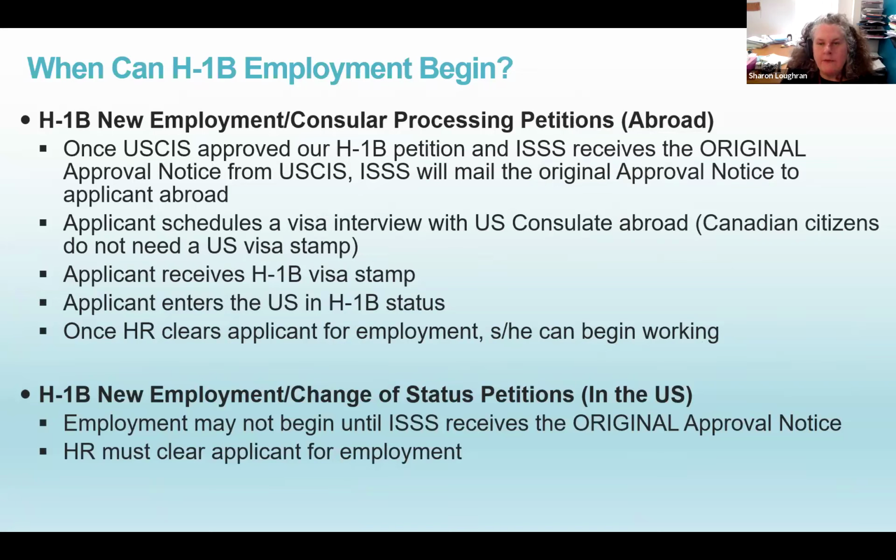So if someone is outside the US and they're going to come as an H-1B, we have to go through the whole application process. They get the approval notice from immigration. I send it to them abroad. They get a visa stamp, unless they're Canadian, and then they enter. This could take maybe a month and a half if you're really, really lucky, or it could take 4 months. So when people ask me what start date, it's hard to say, because if it takes them 2.5 months to get the visa stamp, that's what it takes.